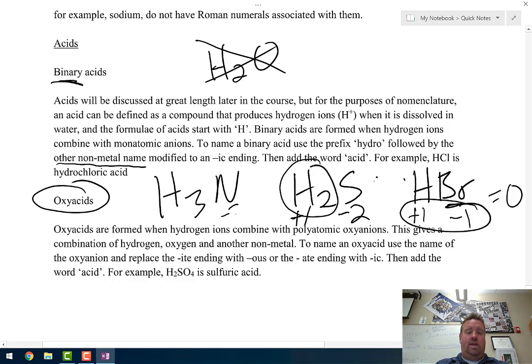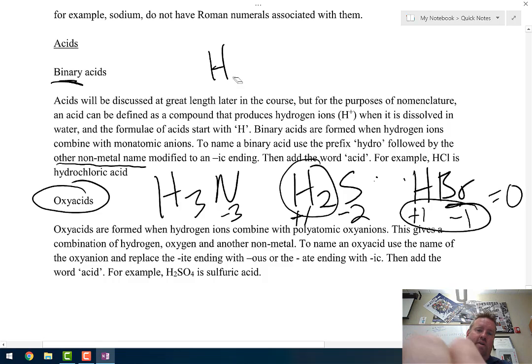Okay, and as we follow the pattern there, nitrogen has a -3 charge, so there has to be 3 hydrogens. Just like an ionic compound, anytime you write the formula for a binary acid, you must even out the charges. Whatever the charge is on the anion, that's how many hydrogens go in the acid formula.